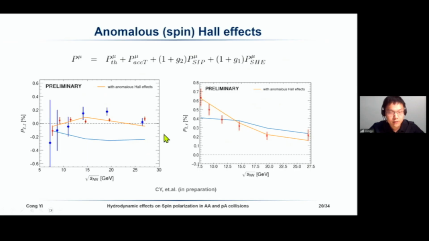The right figure is the P_y as a function of collision energy. We can find that after we consider the anomalous Hall effects, the theoretical calculations can describe the experimental data better.